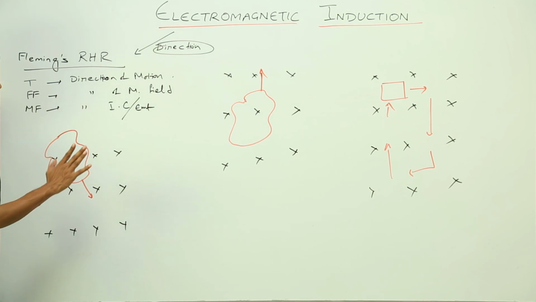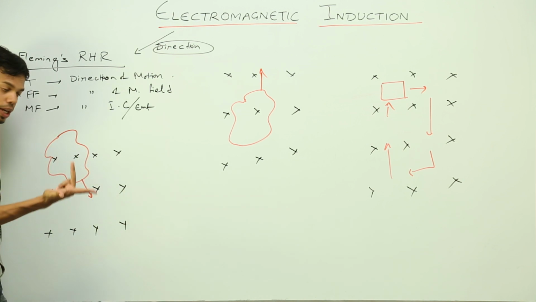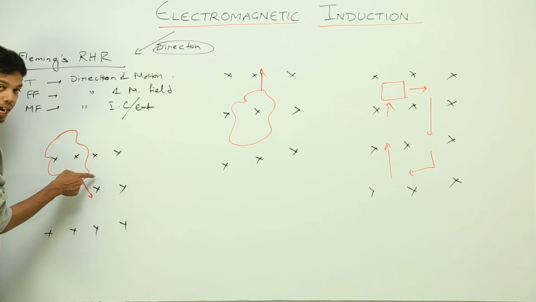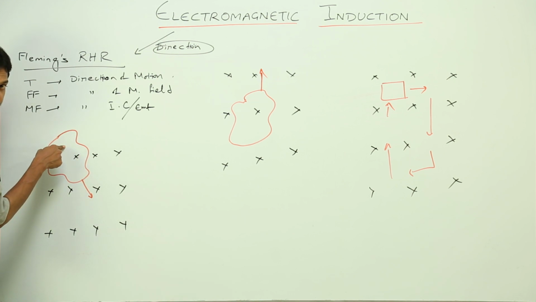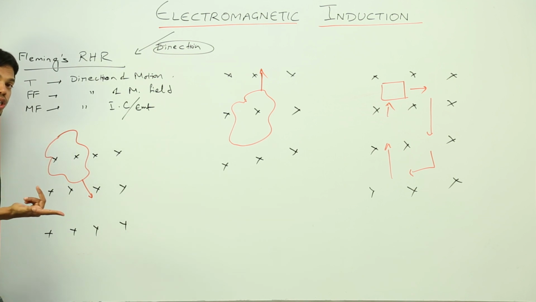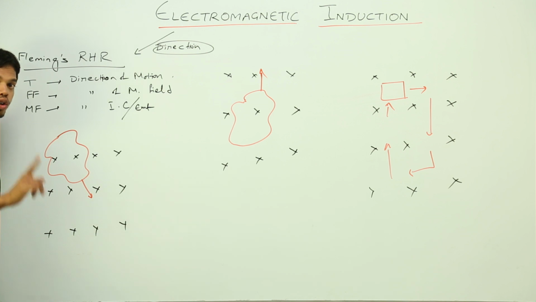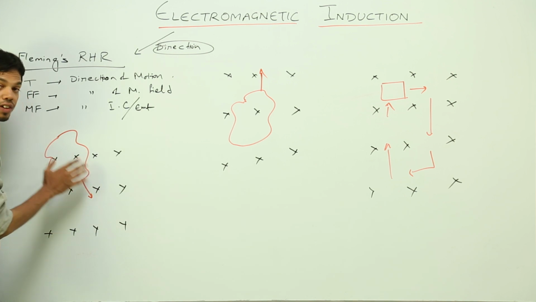Point to be noted, some students are going to apply this formula on this side, and some students can do it on the other side. The problem is, if I do the same thing on this side, I'll get an opposite direction. So what should I follow? This part or this part? Always follow the part which is entering the magnetic field first.